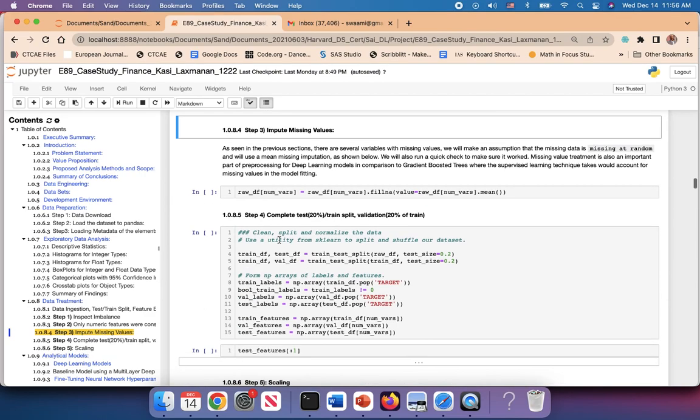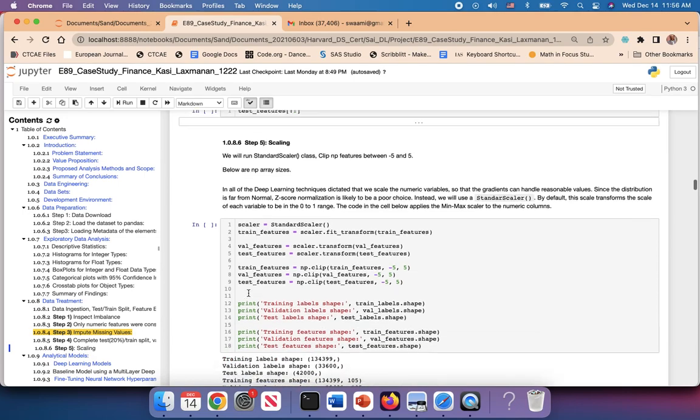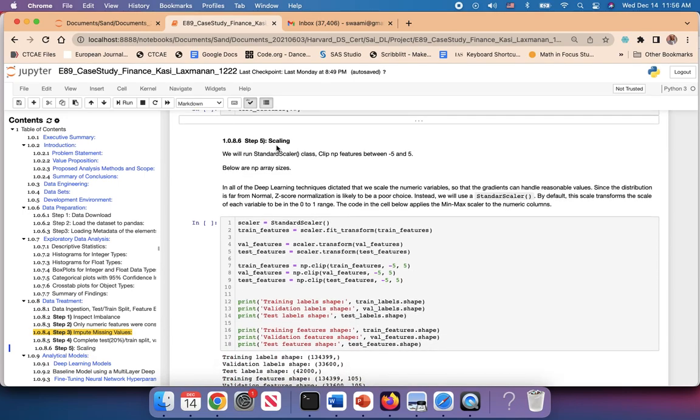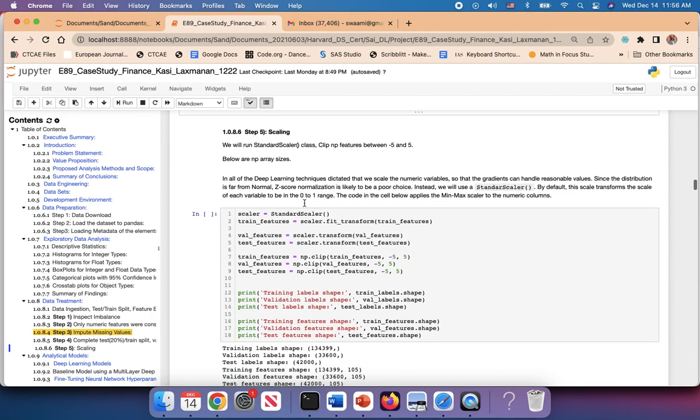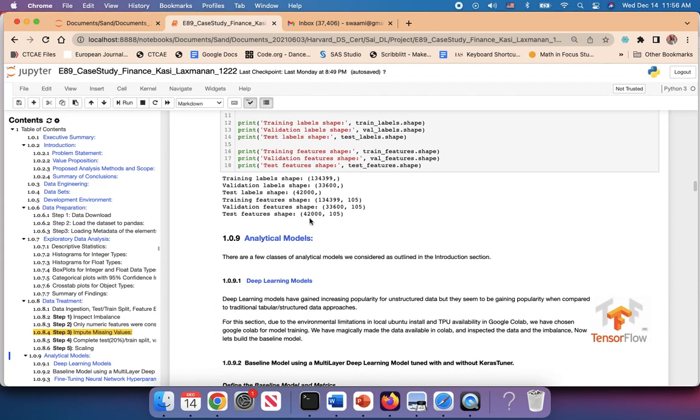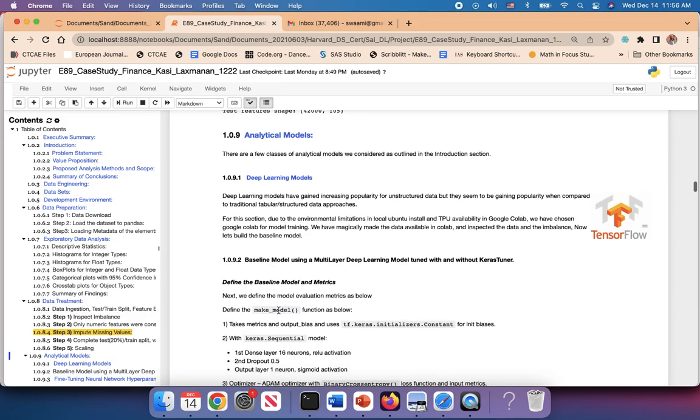We'll do some usual steps: train, test, validation split, and then we will do some feature scaling where we will consider standard scaler. In all of the deep learning techniques, it's important to scale the numeric values so that the gradients are able to handle some reasonable values. So we'll go ahead and do that, and then we are ready to train our first set of baseline models.